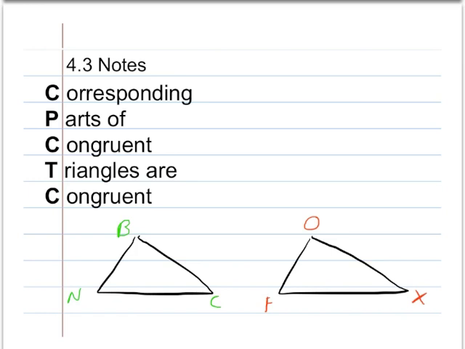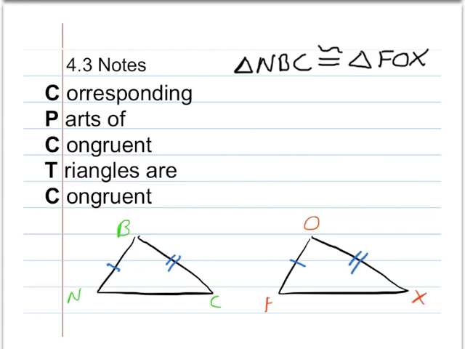So let's say we have these two triangles, triangle NBC and triangle FOX. If we know that these two triangles are congruent, then all of the parts are congruent as well. So for example, side length NB is congruent to side length FO. BC is congruent to OX. NC is congruent to FX. So all the sides are congruent. Also, the angles are all congruent. So for example, angle N has to be congruent to angle F. Angle B has to be congruent to angle O. And angle X and angle C are also congruent.